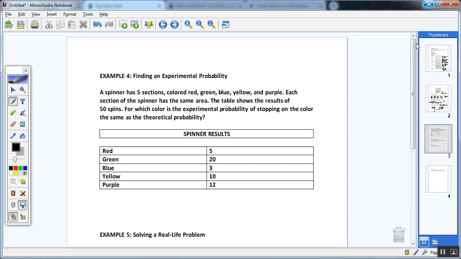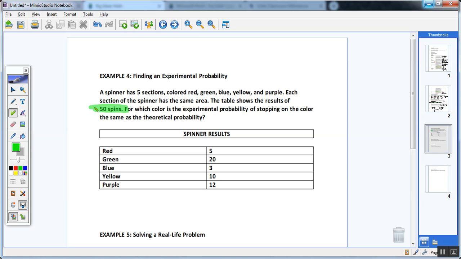All right, let's talk. Example 4 is talking about finding an experimental probability, and I really like this problem right here. It says a spinner has 5 sections colored red, green, blue, yellow, and purple. Each section of the spinner has the same area, meaning the outcomes are equally likely if I spin this. It says the table shows the results of how many spins. Now think about this. How many colors are up there, kids? 5. How many times are you spinning the spinner?